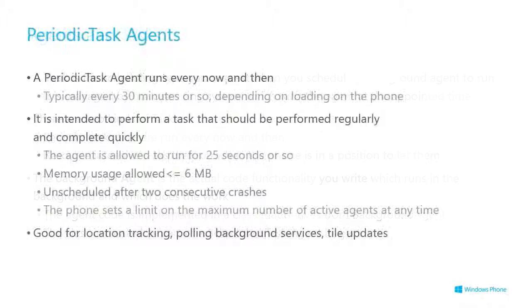Okay, so periodic tasks. Every now and then. That sounds really vague, doesn't it? So we'll get a little more specific and say maybe every 30 minutes or so, depending on the phone. If your 30 minutes comes up and it turns out that you're in power save mode, then you might be out of luck, or if you have no wireless or something like that. These tasks have to complete quickly, so they can't run any longer than about 25 seconds. They've got to get their work done.